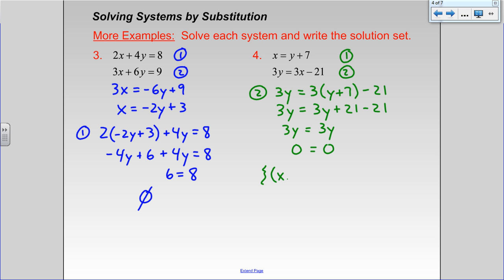We indicate that using set builder notation, a set of all ordered pairs x, y such that x equals y plus 7. The graph, since these two equations are equivalent, would be one single line, and all the points on that line satisfy each equation individually and also satisfy the system. So we have infinite solutions.